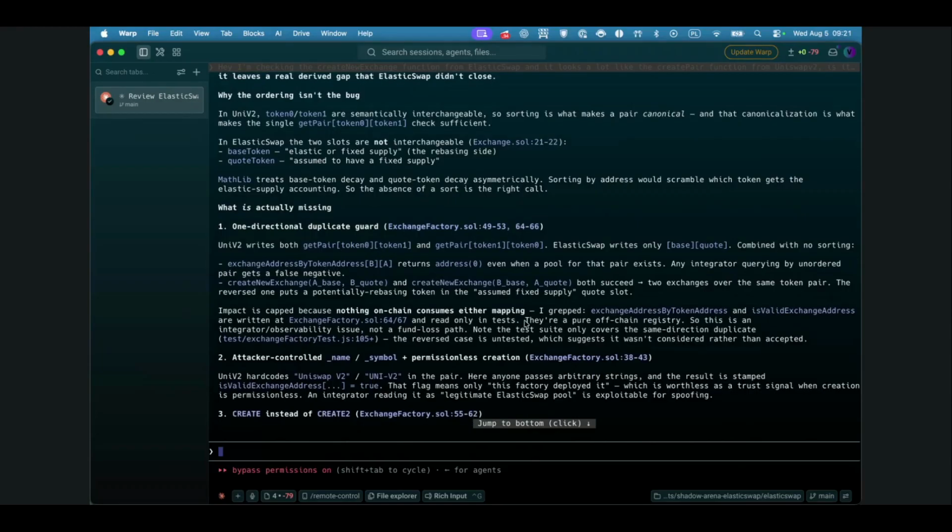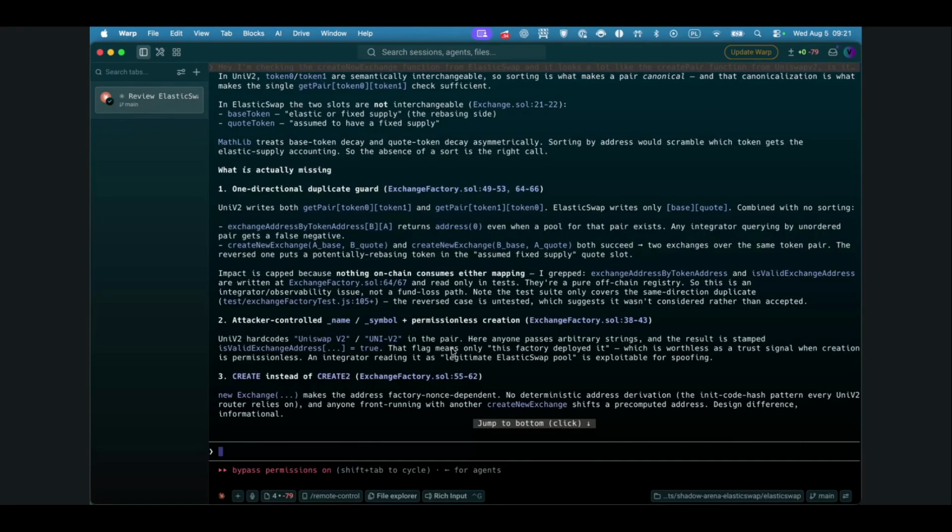Let's see what an attacker can do. Here anyone passes arbitrary strings and the result is stamped. That flag means, but that's something else that is missing. Yeah, that's an interesting thing to consider already. Probably not, well, I would need to dig more into it to see what the impact is, but it should not happen. I understand we don't want to have duplicates there. Not sure how much it can affect. Yeah, it says it's not a fund loss path, but it might affect in different ways.